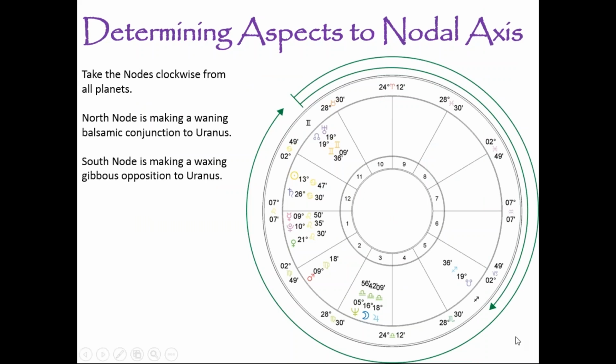Now, I put these two slides in for us. Because the nodes move in a clockwise fashion, all the nodes are compared to all the planets, all right? So in these two examples, we start with Uranus and we follow this inner circle around until we get to the south node, and that south node is making a waxing gibbous opposition. It's not quite exact yet to Uranus. If we look at the north node relationship to Uranus, we start with Uranus. We reverse through the signs and the houses, moving in a clockwise fashion until we get all the way to the north node. And the north node is making a balsamic conjunction to Uranus. North node is moving this way. The north node is getting ready to conjunct Uranus.